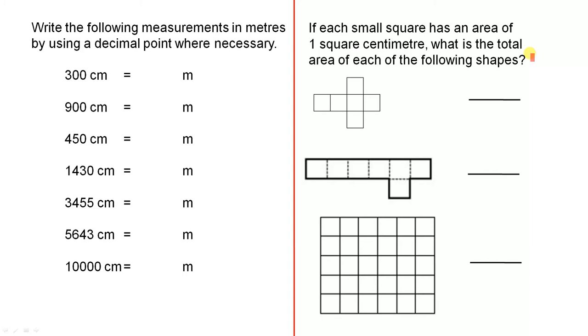If each small square has an area of 1 square centimetre, what is the total area of each of the following shapes? So remember, each of these squares here, no matter which one you pick, the area is 1 square centimetre. What is the area of each shape? You can pause the video at any time for as long as you want.